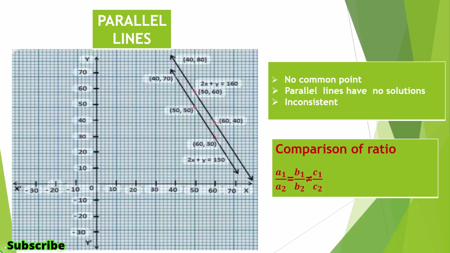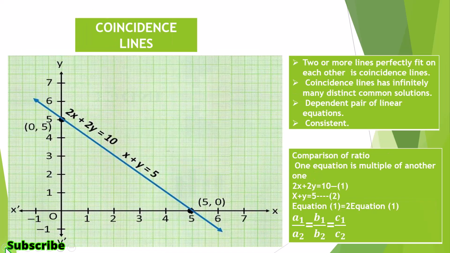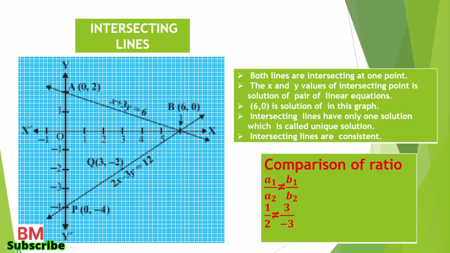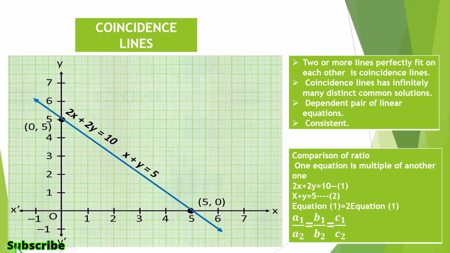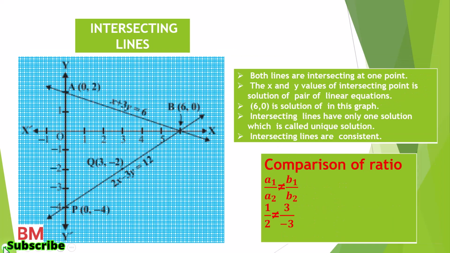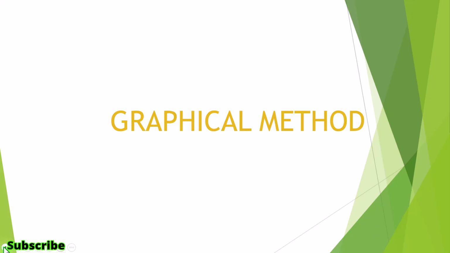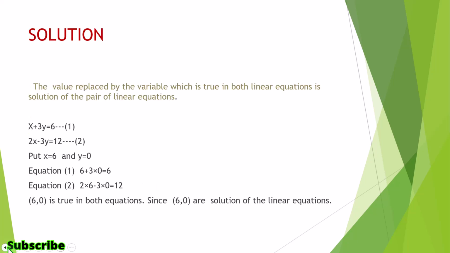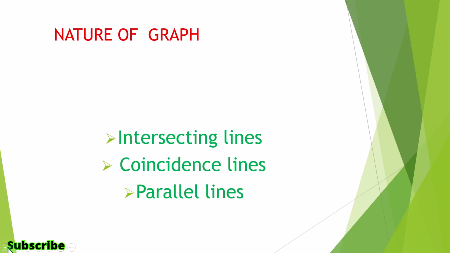So here we have covered all the concepts about a pair of linear equations in two variables. In the graphical method, there are intersecting lines, coincident lines, and parallel lines. The methods are the graphical method, substitution method, elimination method, and cross multiplication method. So here we concluded the solution of a pair of linear equations in two variables. First method, graphical method. Thank you for watching.